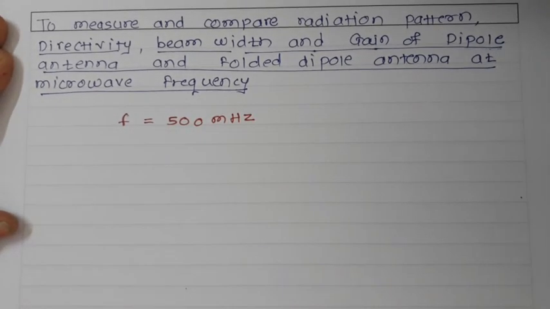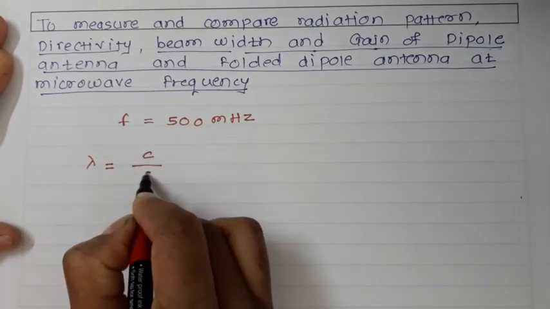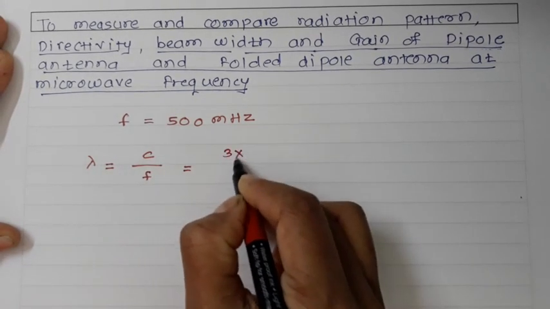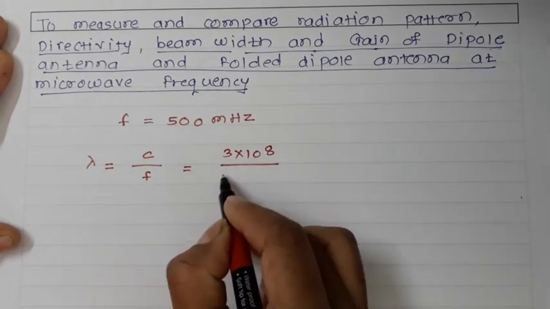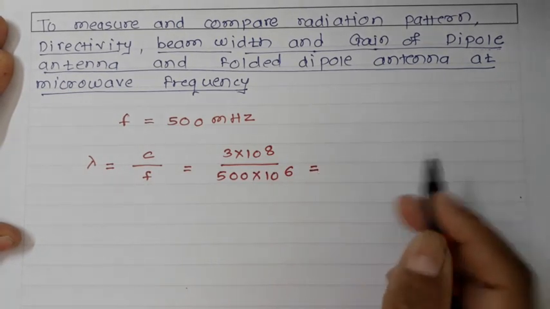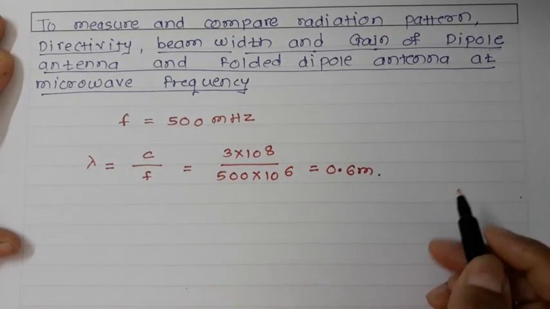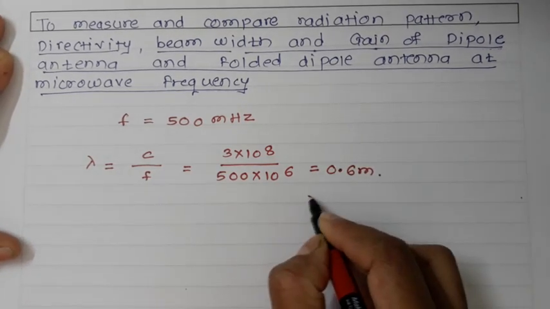Now to understand how to design an antenna, we must understand what the lambda is for this particular frequency. So lambda is equal to C by F, where C is the velocity of light and F is the frequency. Here we are using 500 megahertz, so if we calculate this one, it comes to 0.6 meters. So 0.6 meters is nothing but 60 centimeters.